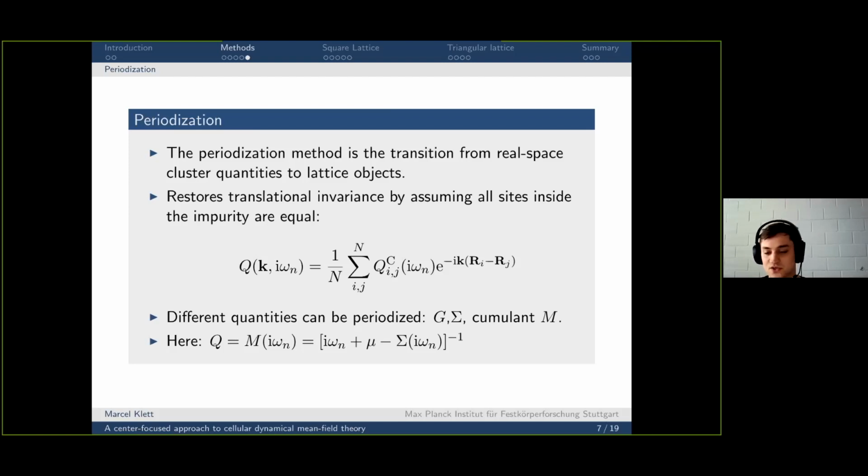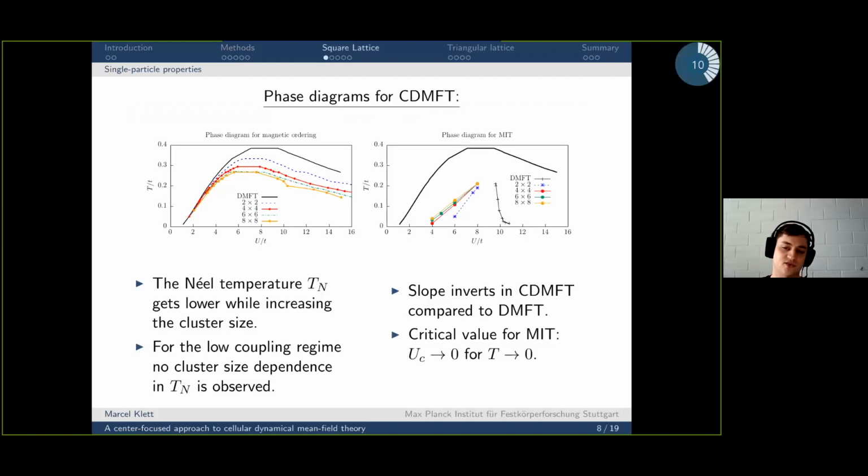Okay, so this is basically the toolbox I need. I'm doing the real space extension of DMFT, which is called CDMFT. And sometimes on top of our calculations, we do this post-processing step of the periodization. So let me show you some results for the two-dimensional square lattice here. And I want to mention again that I only consider the undoped case, as well as no t-prime, so no frustration in the square lattice geometry.